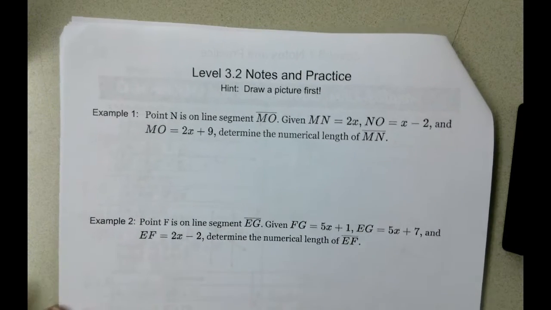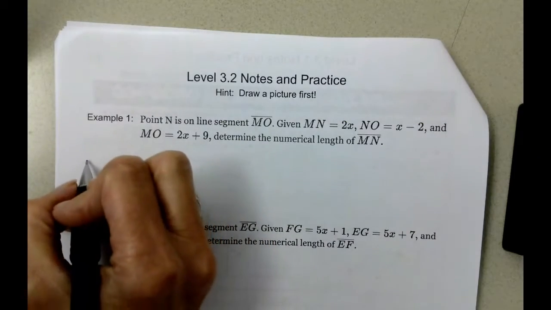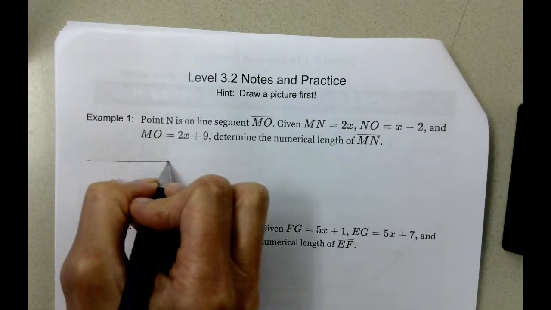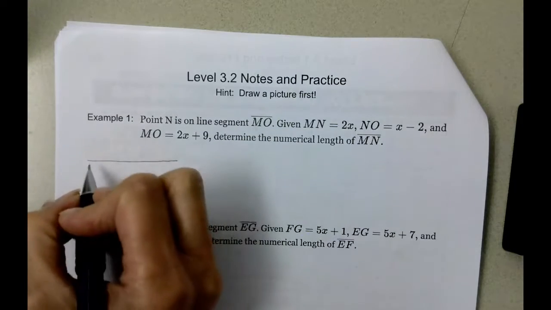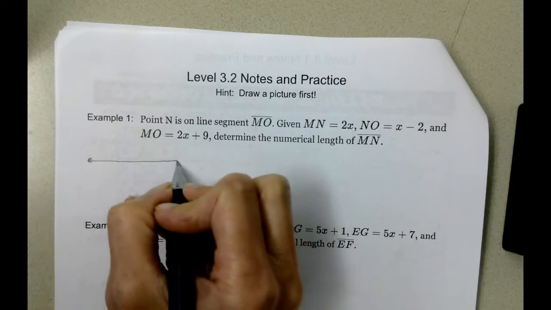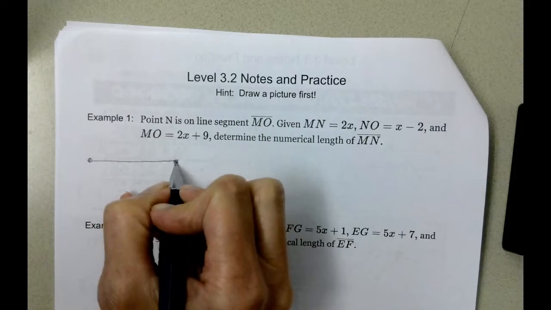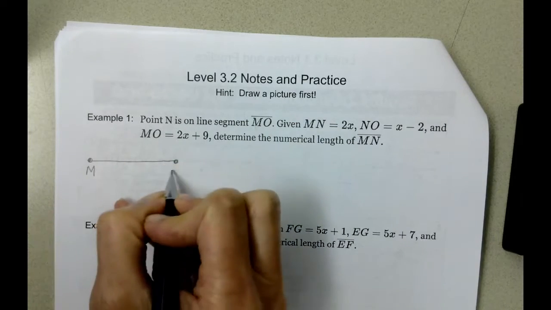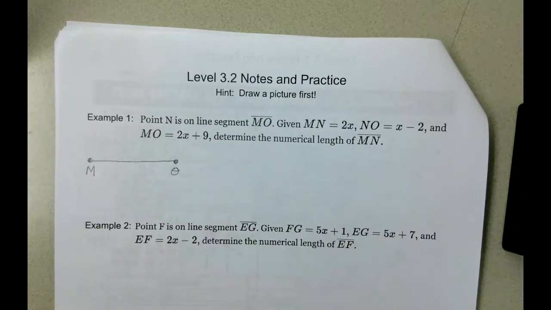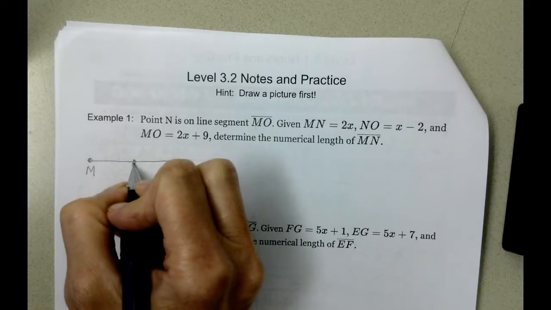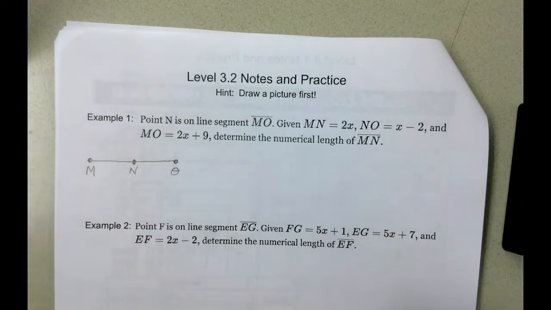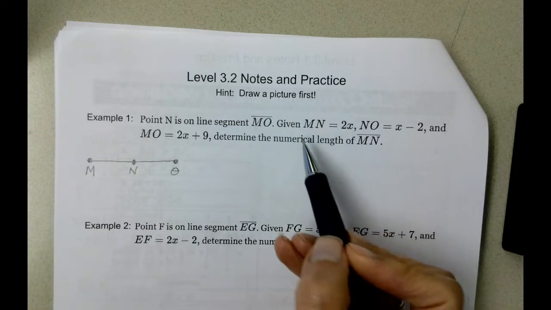And then on top of that, let's try to label our picture. So as we draw this in, it says that point N is on line segment MO. So I'm going to start with MO, and then I'm going to put point N on here. Nothing's drawn to scale here. It looks like N is in the middle of my segment, but that doesn't necessarily mean that is true. But now that we have something, look at the next statement.